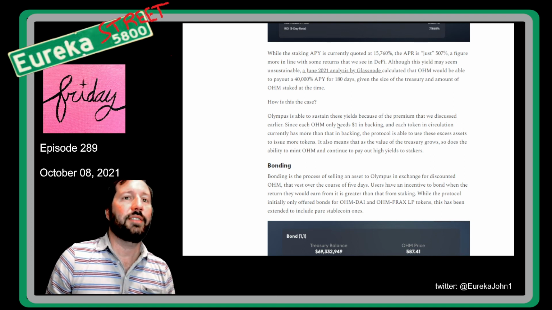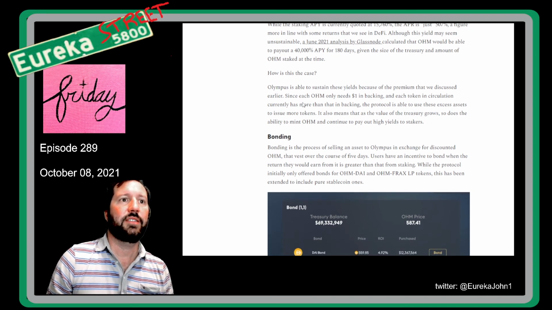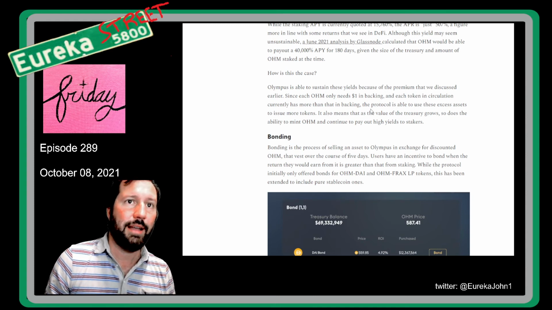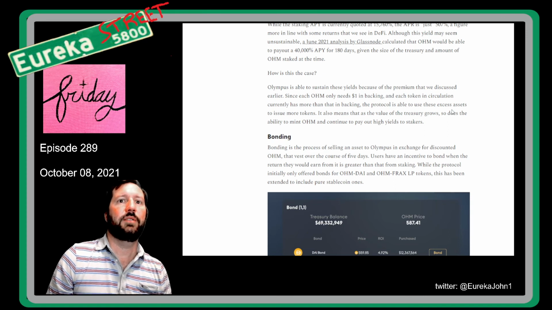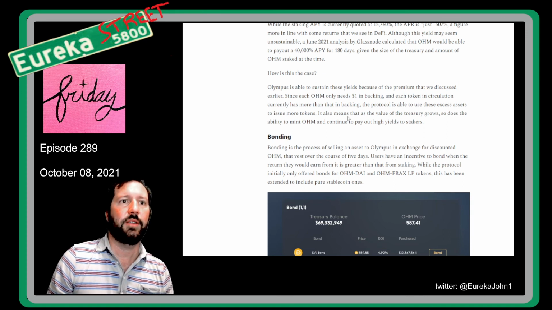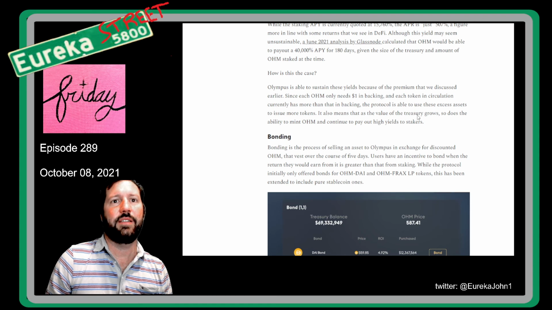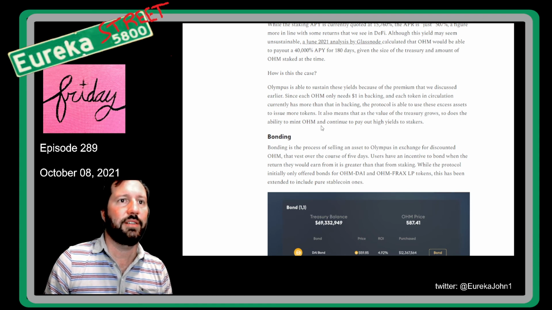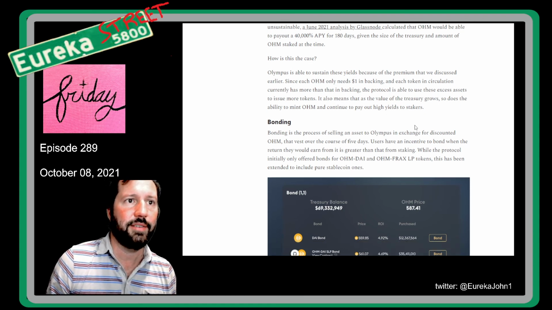Olympus is able to sustain these yields because of the premium we discussed earlier, since each Ohm only needs $1 in backing, and each token in circulation currently has more than that in backing. The protocol is able to use these excess assets to issue more tokens. It also means that as the value of the treasury grows, so does the ability to mint Ohm and pay out high yields to stakers.